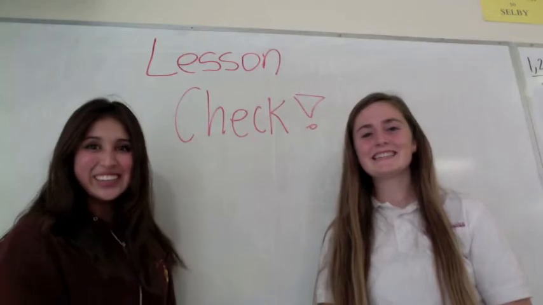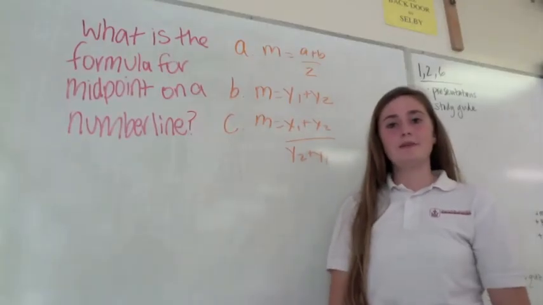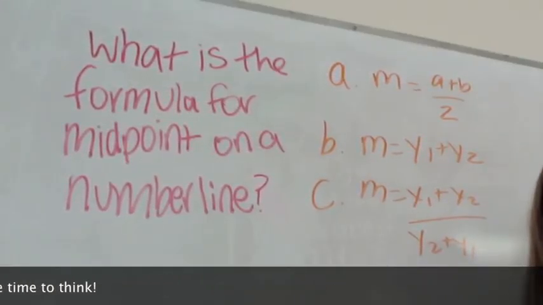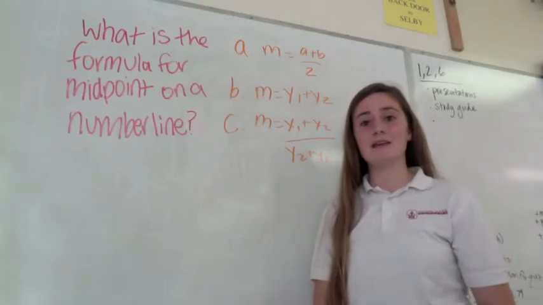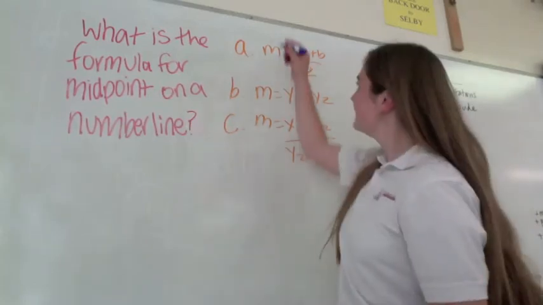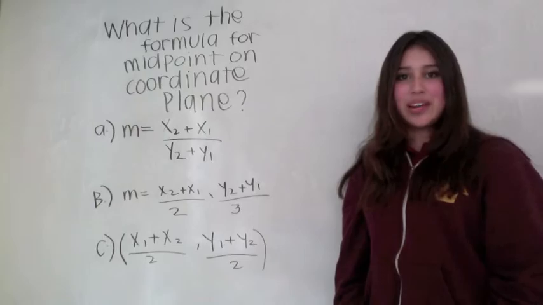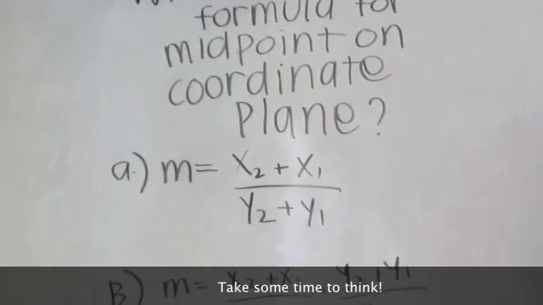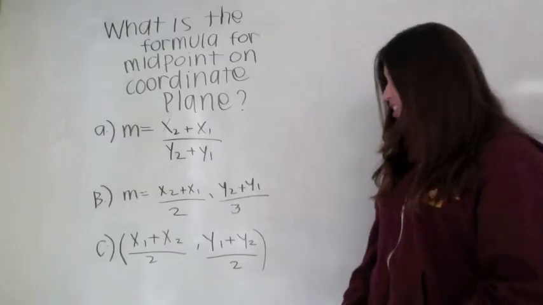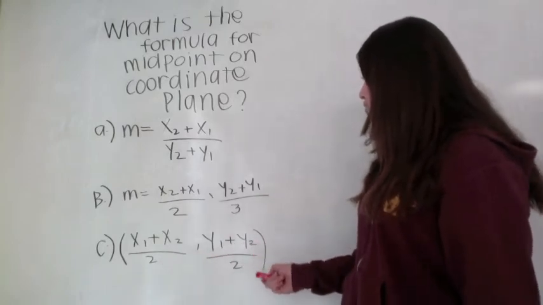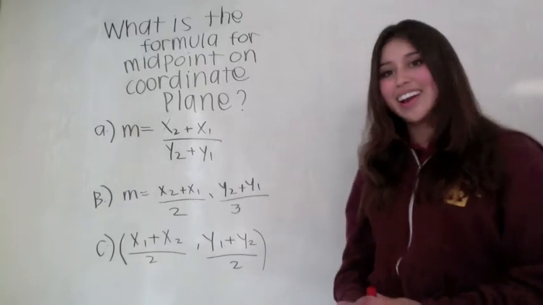Lesson check. Do you know your formulas? What is the formula for midpoint on a number line? If you chose A, M equals A plus B over 2, then you are correct. What is the formula for midpoint on the coordinate plane? If you answered C, x1 plus x2 divided by 2, and y1 plus y2 divided by 2, then you are correct.